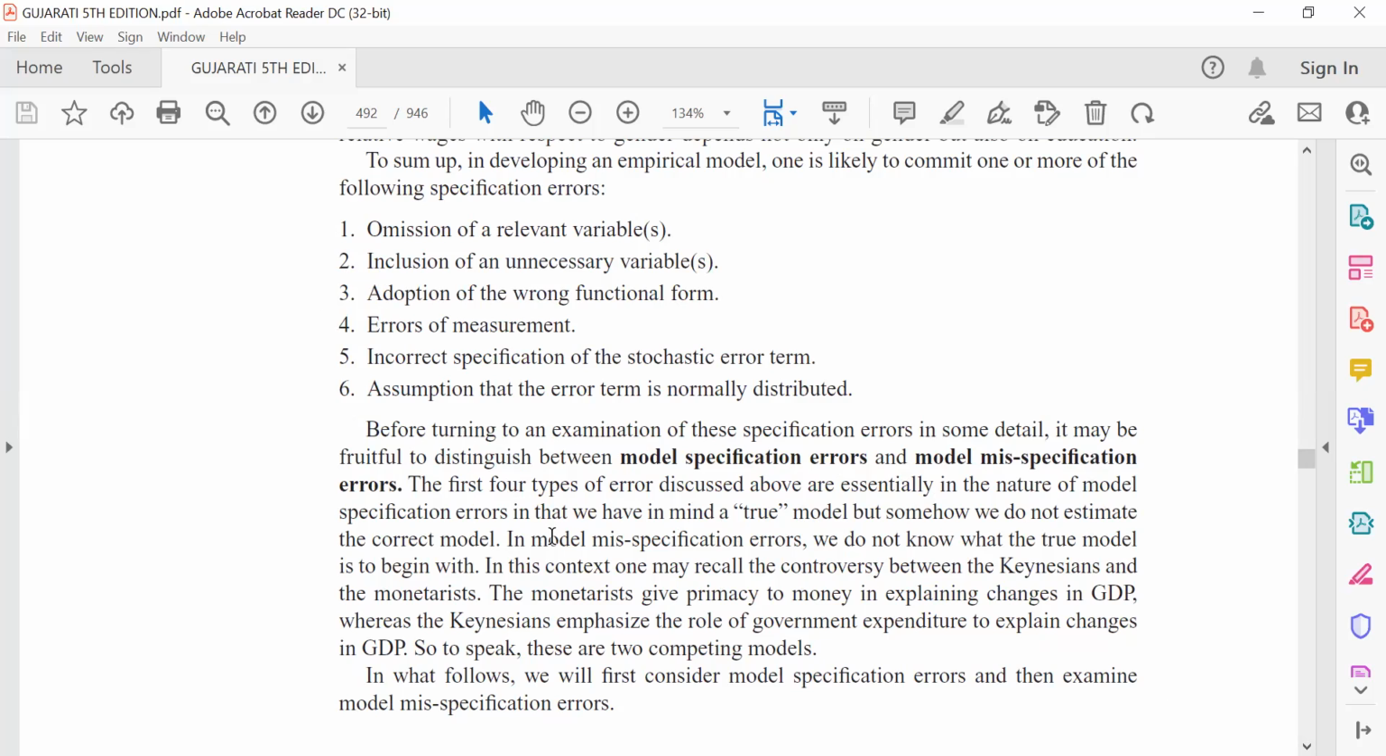Okay, in model misspecification, we do not know what the true model is, but we estimate a model. Actually, the model is not the true model. Okay, here, for example, monetarists give primacy to money in explaining changes in GDP, whereas in the Keynesian model, the role of government is more important compared to money. So if we estimate this, for example, actually we have a Keynesian model, but we use a monetarist model.